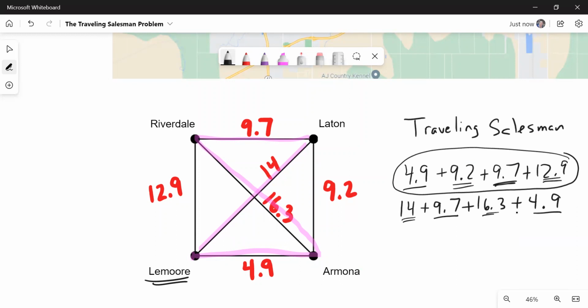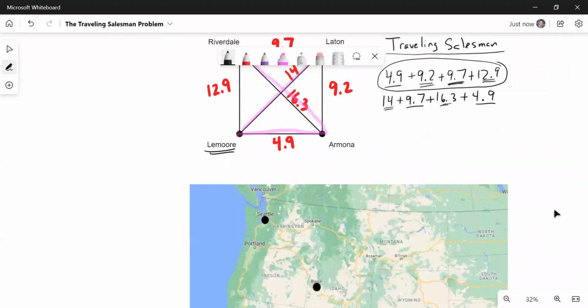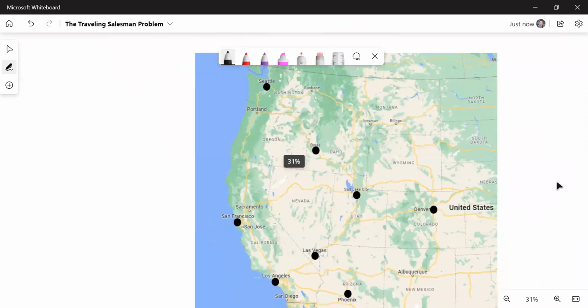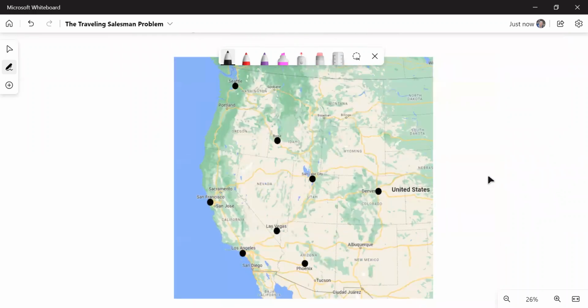Now, are there other possible circuits? Well, there might be. We didn't look at every single possible one, but the idea of the traveling salesman problem is to find the shortest one. Now, it seems fairly manageable with something like 4 communities and just a few distances. But if we make this a little more complex, you can see that we need some better algorithms to figure this out.